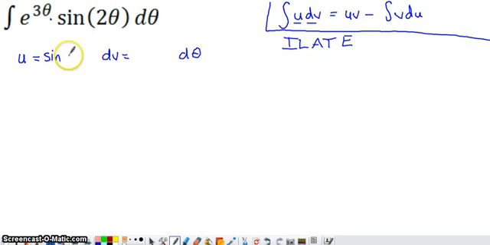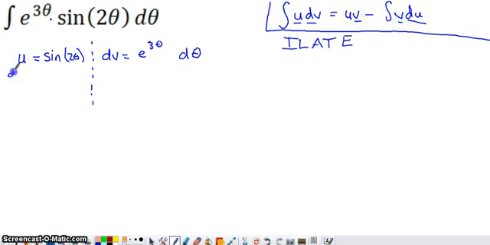So I'm just going to go ahead and let u equal sine of 2 theta. I'm going to let dv equal e to the 3 theta. And then the d theta is part of dv. And so what we want to do is compute a du, right? We see a du here. We also want to compute a v because we see v in 2 places over here.